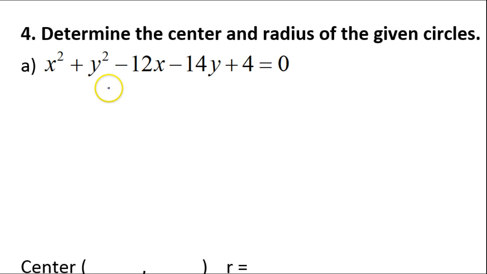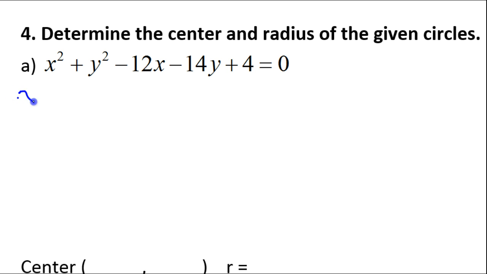Okay, so for number 4, we're given this general form, yet we're supposed to find the center and the radius. So remember, this is that type where we have to rewrite it in standard form with the parentheses. So we're going to have to complete the square at least once. So look, we need to get this together. Let's collect the x terms.